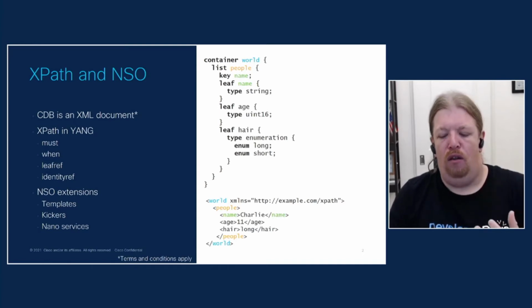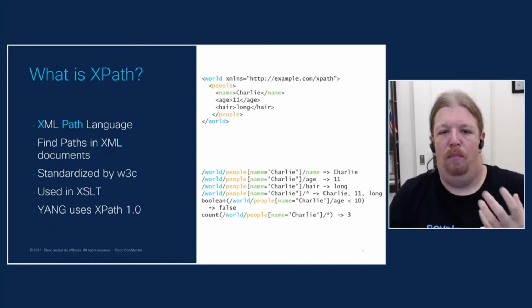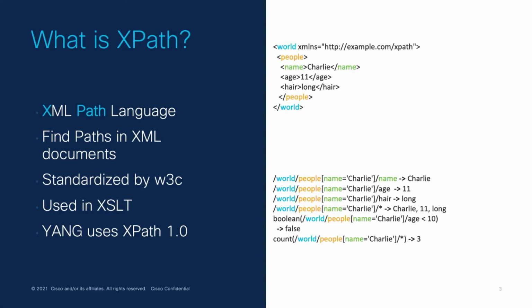So that's XPath and NSO. But what is XPath? XPath is the XML path language. It is used to find paths in XML documents. So if you look at the right-hand side, you have this example payload, and you have a few XPaths pointing to world, people, name equals Charlie, name. That is an XPath pointing to a certain point in the XML document.